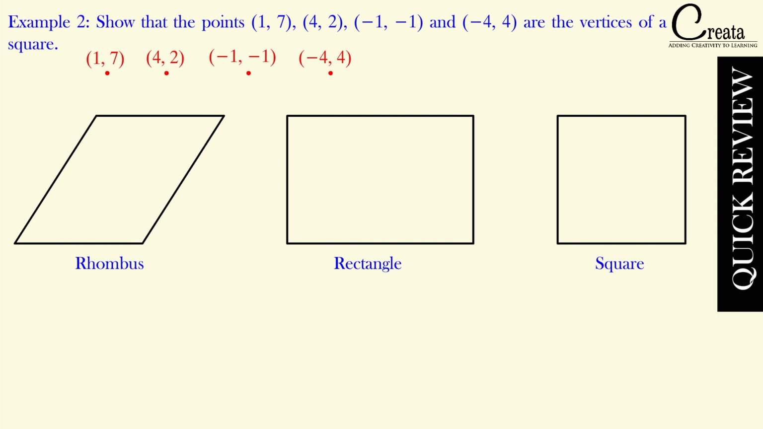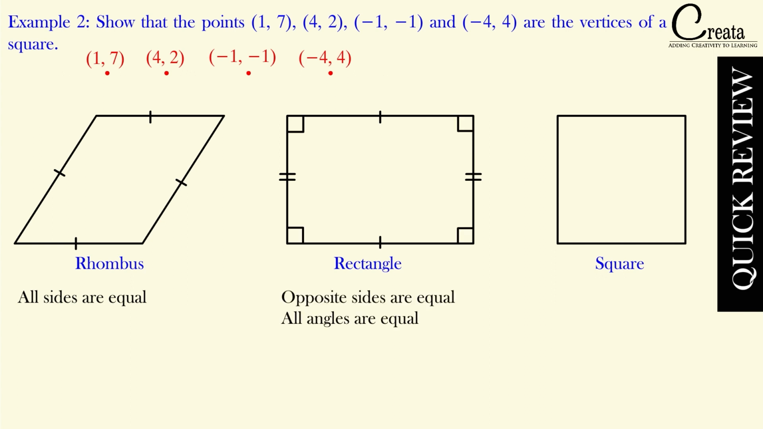We have a detailed video on different types of parallelograms. Check out the link in the description. Just a quick view: a rhombus is a type of parallelogram in which all the sides are equal. A rectangle is a type of parallelogram in which opposite sides are equal and all the angles are 90 degrees, that is, 90, 90, 90, 90. A square is a type of parallelogram in which all the sides are equal as well as all the angles are equal. Rhombus, all the sides are equal. Rectangle, opposite sides are equal and all the angles are 90 degrees. Square, all the angles are 90 degrees and all the sides are equal.